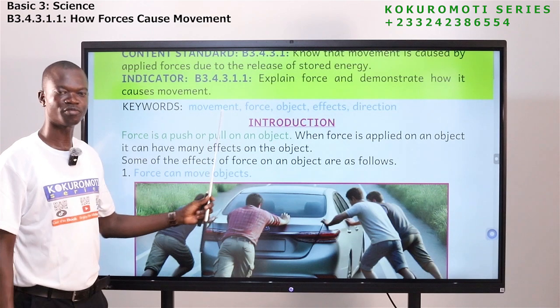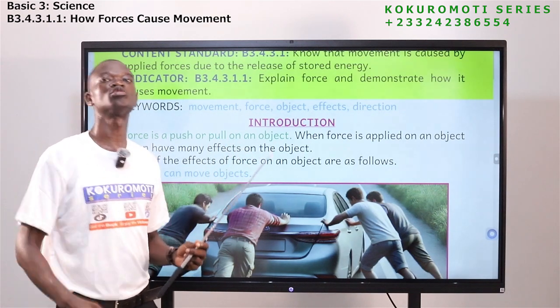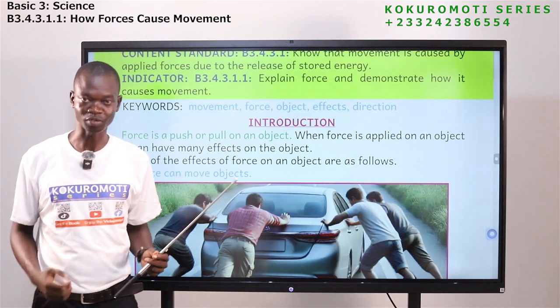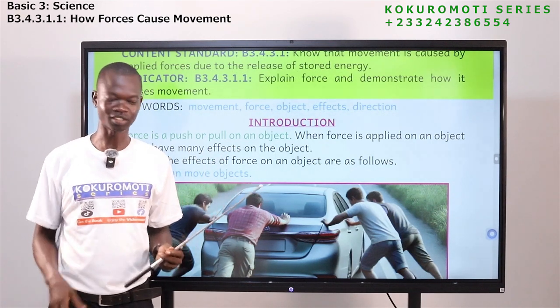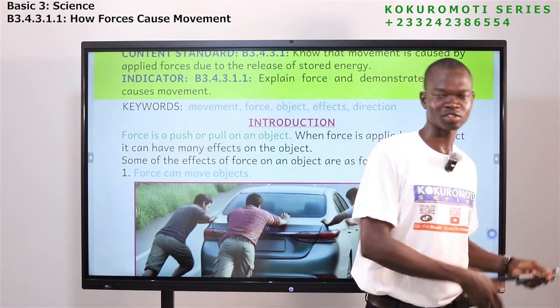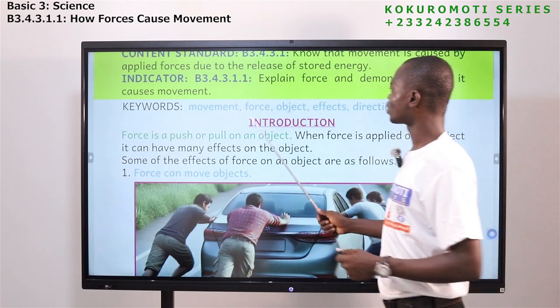Movements comes from the word move. If I ask you to move, what will you do? You change position, where you are standing, where you are sitting, where you find yourself. You go to a different place. So movement means moving from one point to another.